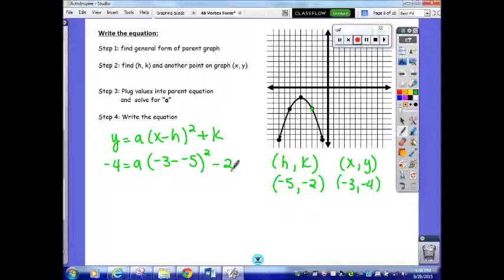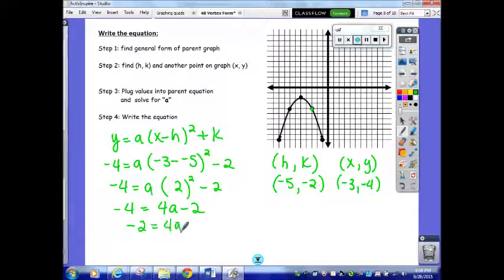Now I'm just solving for A. So let's do what's in parentheses first. This is going to give me 2 squared minus 2. So -4 is equal to 4a minus 2. Add 2. -2 is equal to 4a. So a is equal to -2/4, which is -1/2.